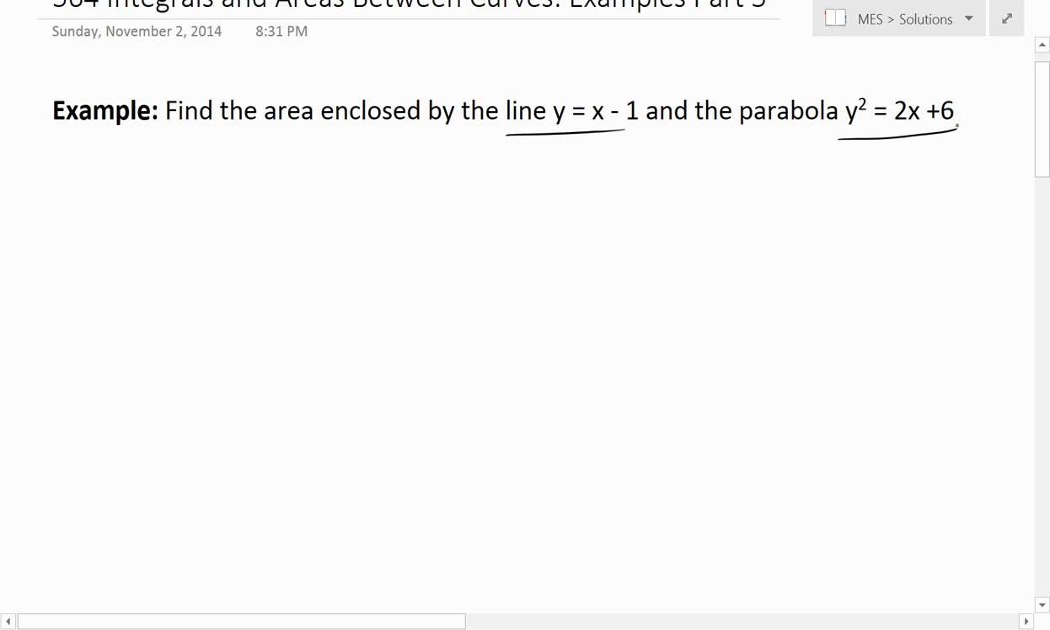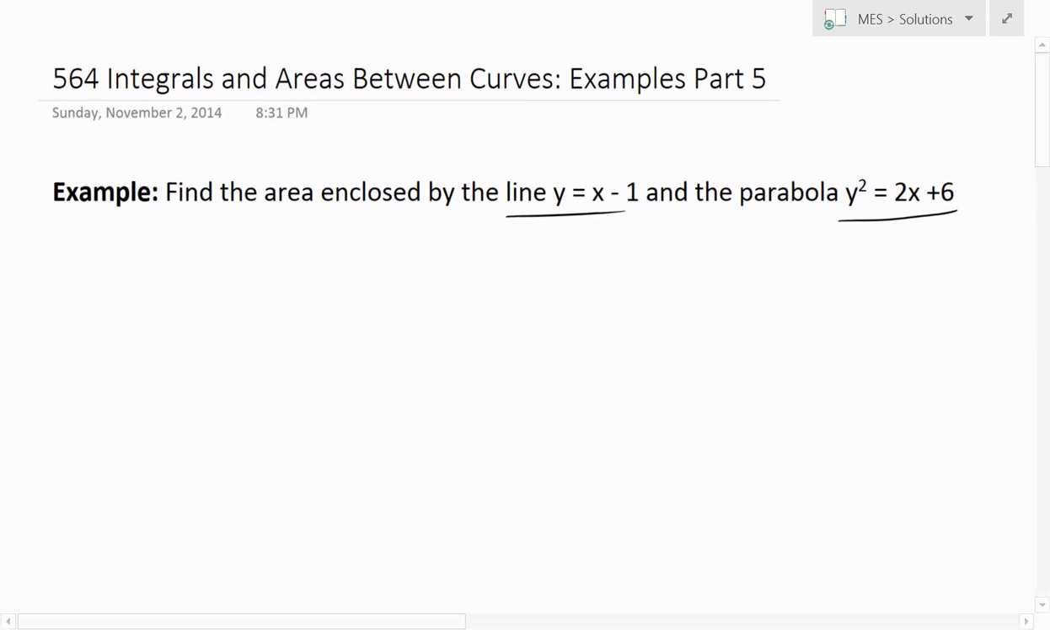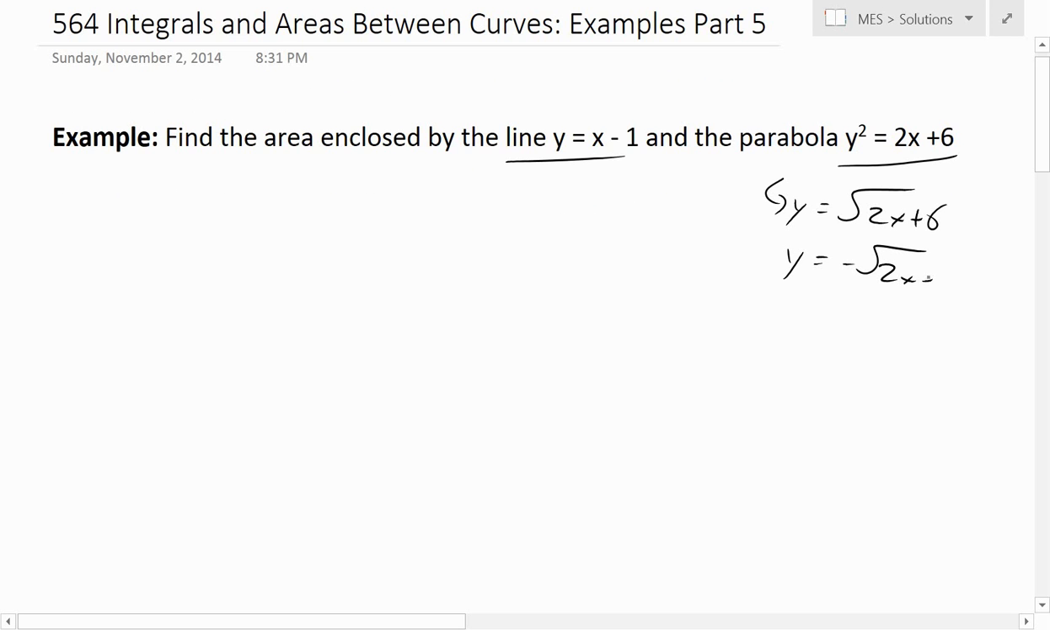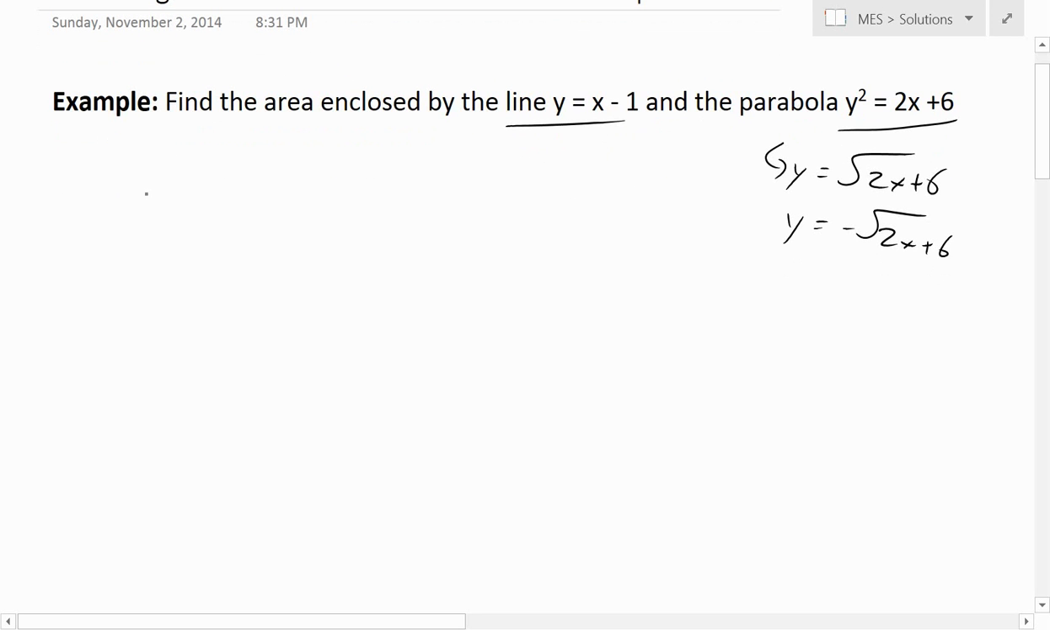Like I showed in my previous video, when you deal with stuff like this, it's best to solve the area by switching the variables to make it a function of y, especially in this case because there's a y squared. If we just kept it as is, we would have to write this as two functions, y equals square root of 2x plus 6 and y equals negative square root of 2x plus 6, and I'll explain that further.